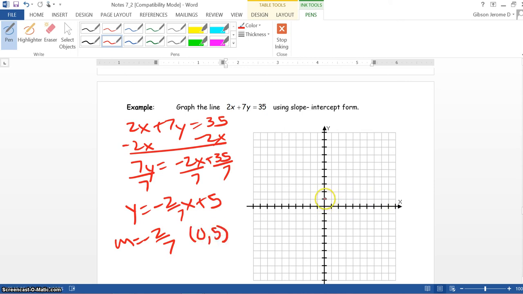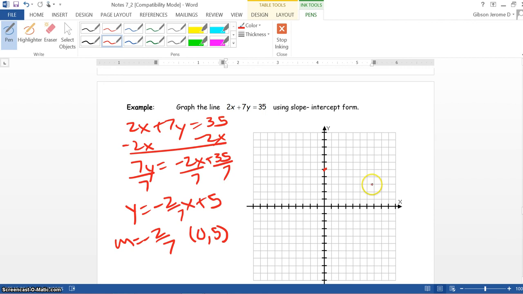So we graph (0, 5), which is here. Now we do our rise over run. Since we have a negative number, we could do our rise as going down. It'll go down 2, and our run is positive, which is 7. So we'll go 1, 2, 3, 4, 5, 6, 7.